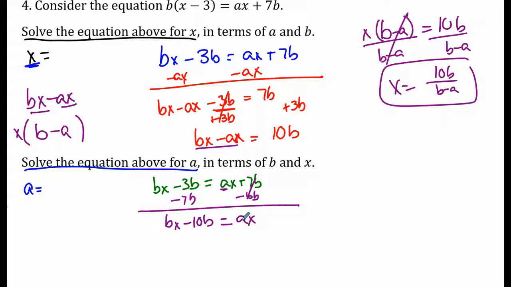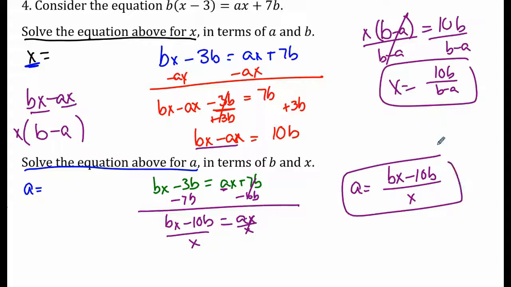Well, how do I get a alone there? Well, a is what I'm solving for, so it's a times x. I want to get rid of that x. I'm going to divide by x there. Do not slash those x's out. Leave it as it is. So I get a equals bx minus 10b all over x. That is my answer. I solved for a. I got a equals in terms of b and x. So that's my solution.